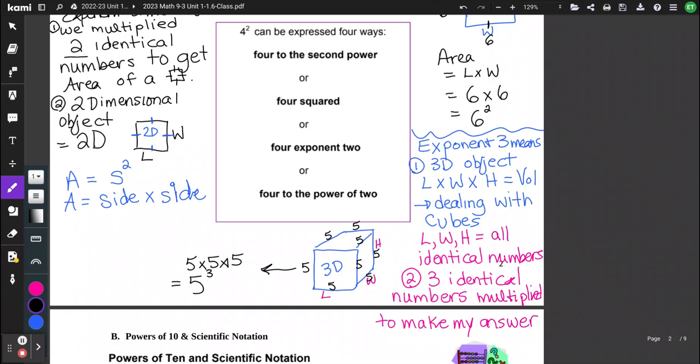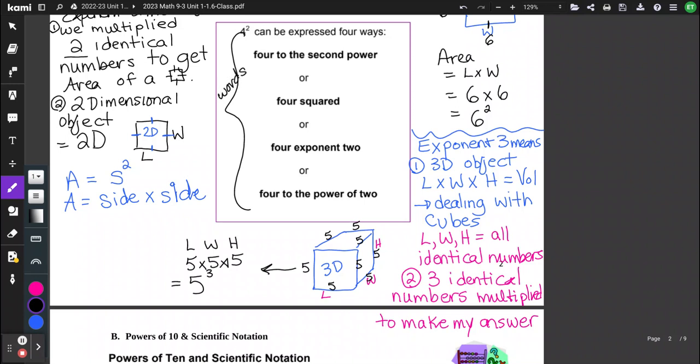Okay? So my length, my width, and the height are all identical. And I can reduce it so I don't have to write all those numbers. I can reduce it to a power. Okay, and then we talk about how we can say it in words. So in words, we can say it 4 different ways. So this is how we could say it in words.